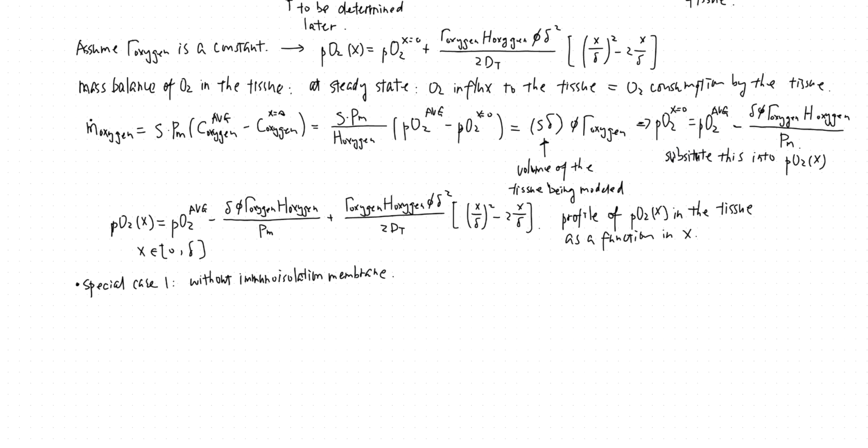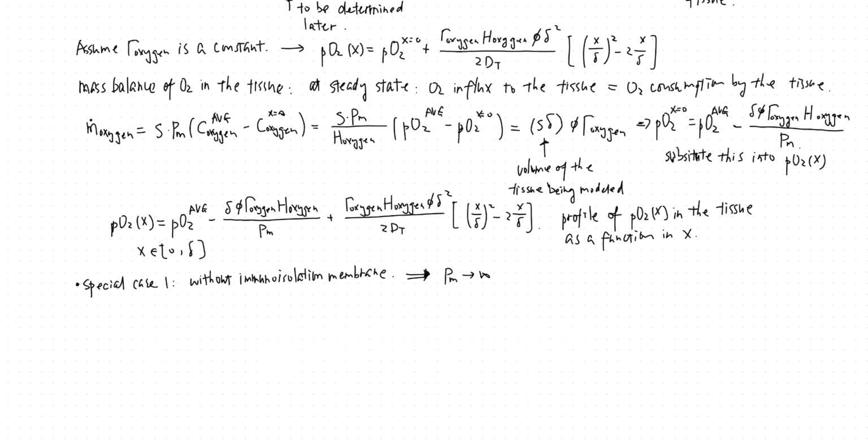Anyway, suppose there is no such immunoisolation membrane, then what happens to PO2 in the tissue? The only thing given is no immunoisolation membrane. Then you should know this refers to PM goes to infinite. What does this mean? PM goes to infinite, and then the term involving PM in the denominator will disappear.